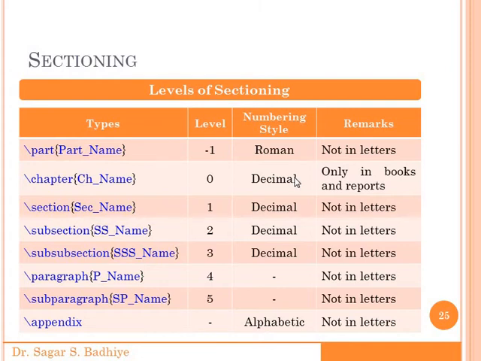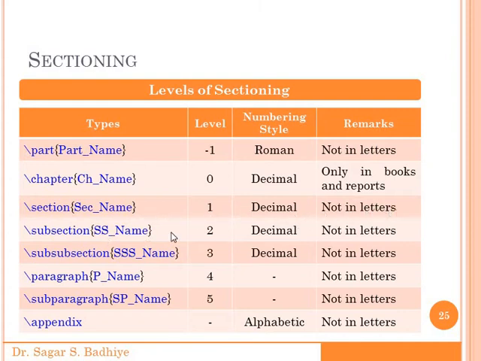This numbering or this level of sectioning is available only in case of books and reports. The next level is the \section command, and this is the first level, that is, the level is 1. Again here also we make use of decimal numbering style, and sections are not available in letters. All other document classes may have sections.